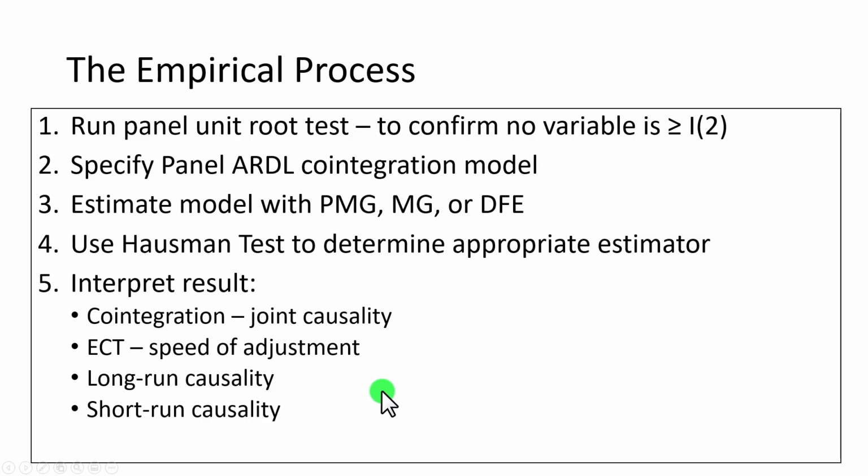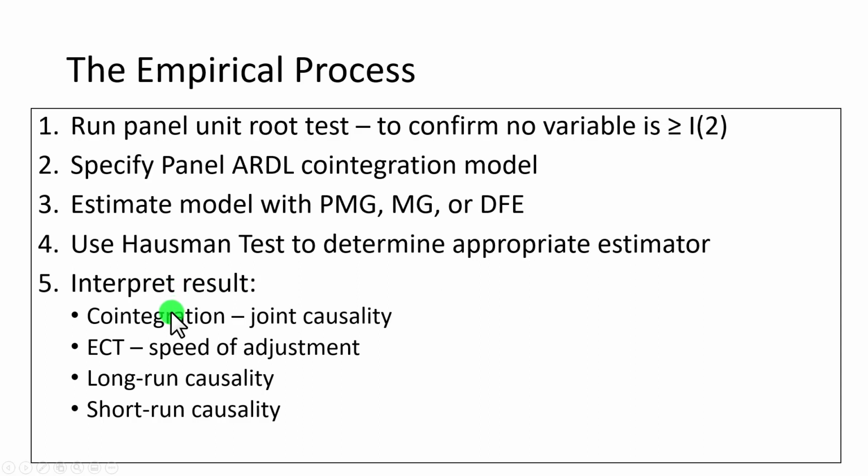Now, the empirical process is summarized here. We're going to begin with running a panel unit root test to confirm that no variable is I2 or greater, and then number 2, specify the panel ARDL cointegration model, and 3, estimate the model using one or more of these estimators, which I'm going to talk about shortly. And in the case where you use a couple of these, you can certainly use the Hausman test to determine the appropriate estimator and interpret the results.